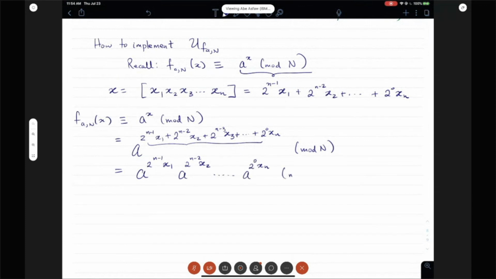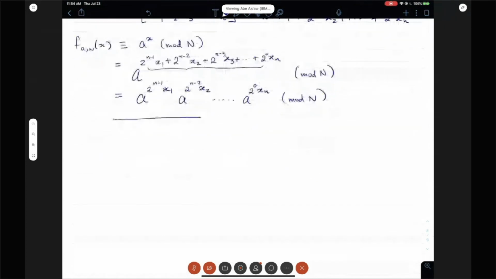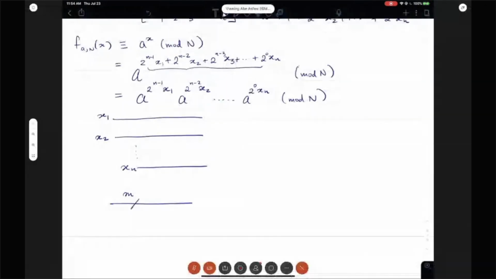You should already start seeing something that looks very familiar. The way to implement this is the following. So this is x1. This is x2. And going all the way down to xn. And you have your m qubits here for the target. The way to implement this, notice there's an x1 at the exponent, x2 at the exponent, xn at the exponent. Those things tell you that this is a controlled operation.